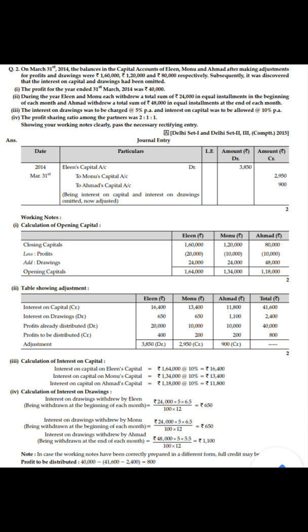After making all the adjustments for each partner separately, the final amount that comes for Aline is 3,850 debit balance, for Monu it comes to be 2,950 credit balance, and for Ahmed it is 900 credit balance. So let us make the journal entry. On 31st March 2014, Aline's Capital account has to be debited by 3,850 rupees, while Monu's and Ahmed's accounts have to be credited by 2,950 and 900 rupees respectively.